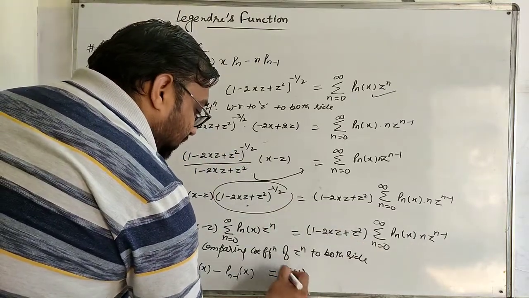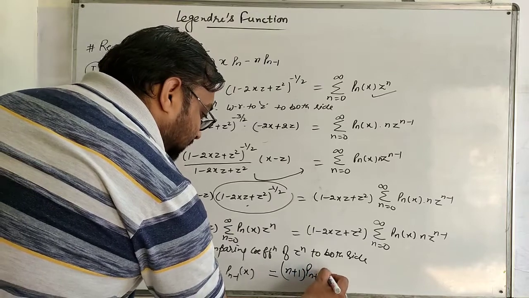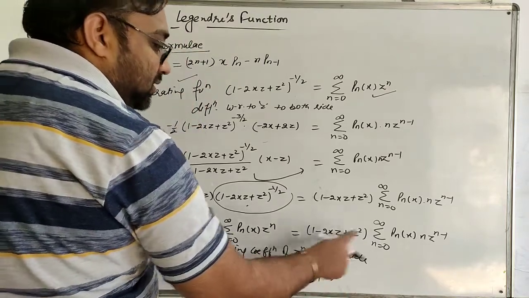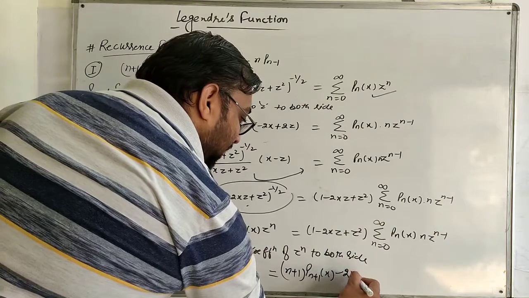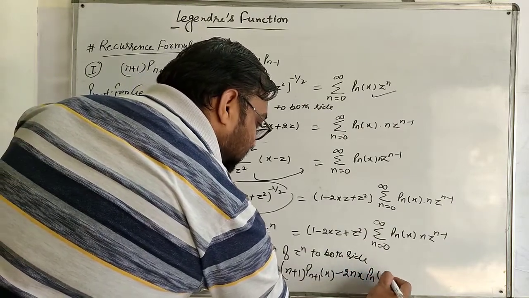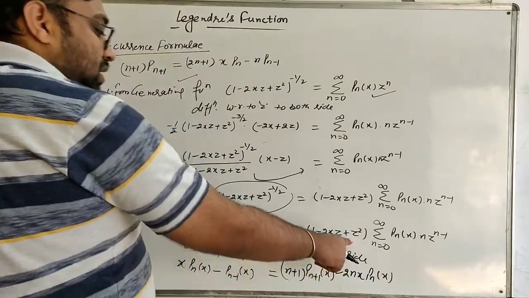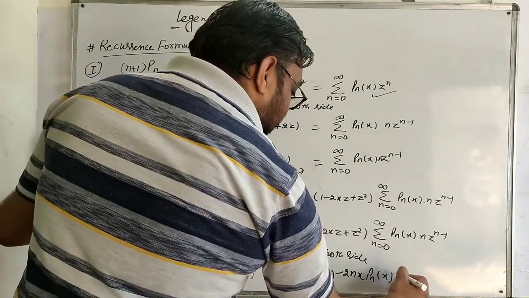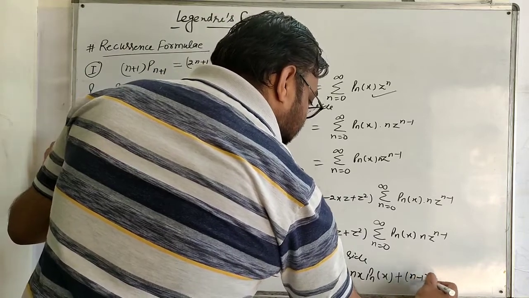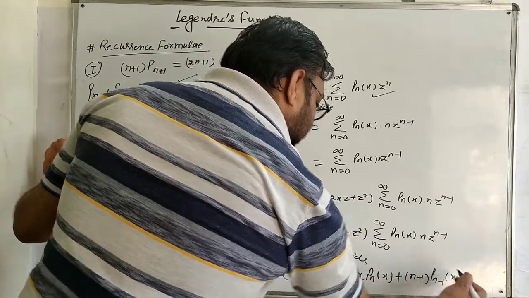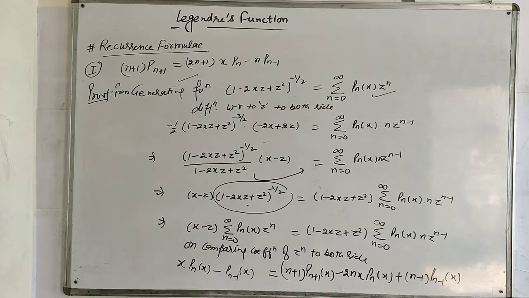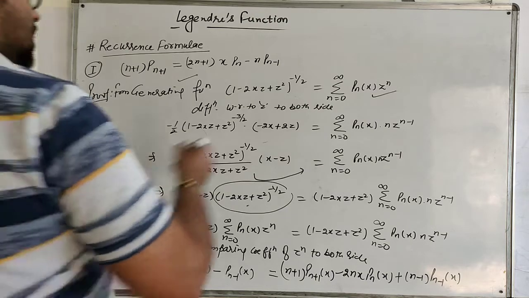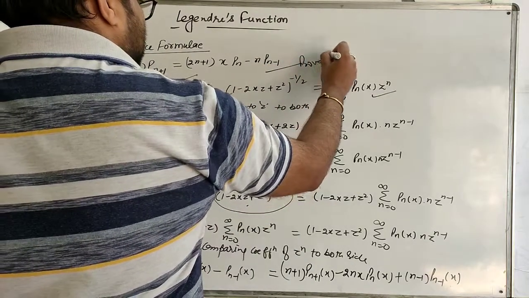So (n+1)P_{n+1}(x); when we multiply by -2xz, then -2nxP_n(x); and when we multiply by z², then this will be the coefficient of z^(n+1). So taking 1 less, plus (n-1)P_{n-1}(x). On rewriting it and simplifying, we get the required Lagrange relation. This proves it.